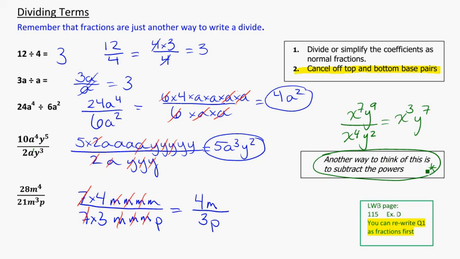Either way to do it's correct, but remember it's not subtracting the numbers. I wouldn't say 28 minus 21, it's only the powers that I deal with in the subtraction. The number you still have to simplify like a normal fraction.